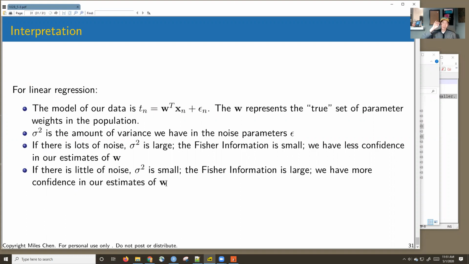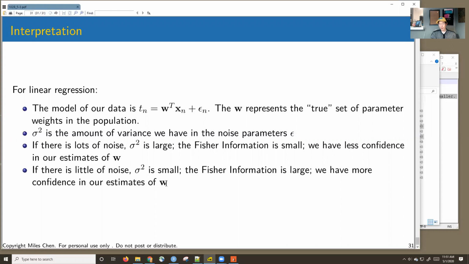If there's lots of noise, there's going to be lots of scatter, and you're going to have less confidence that your slope and intercept parameters are close to the true values. On the other hand, if you have very little scatter, then you're going to have a lot more confidence that you've got the correct slope and intercept parameters.